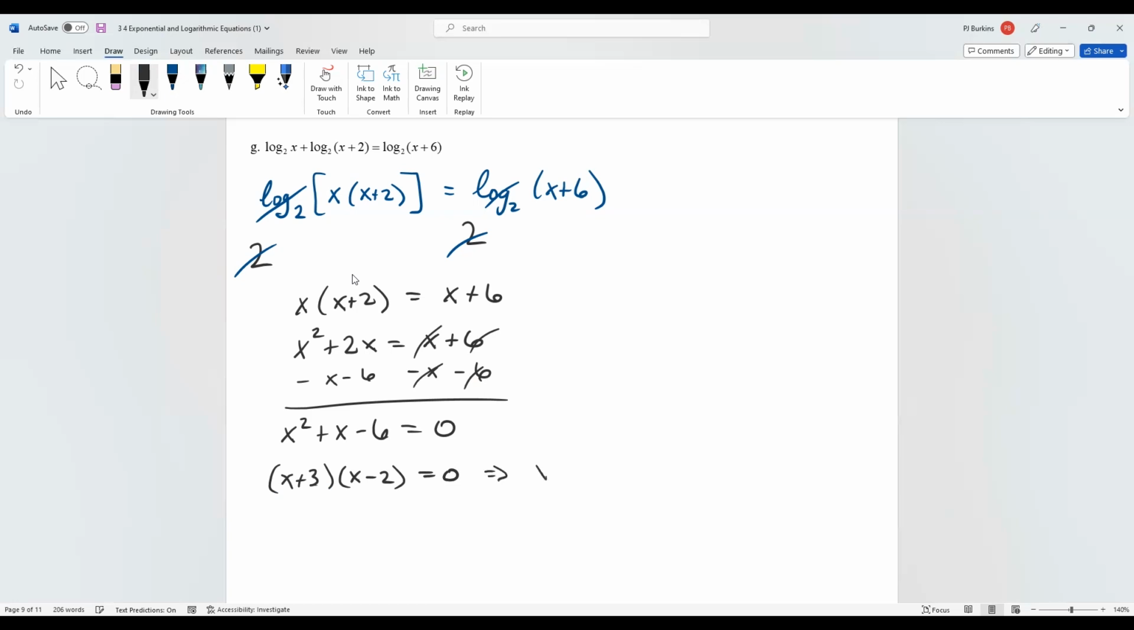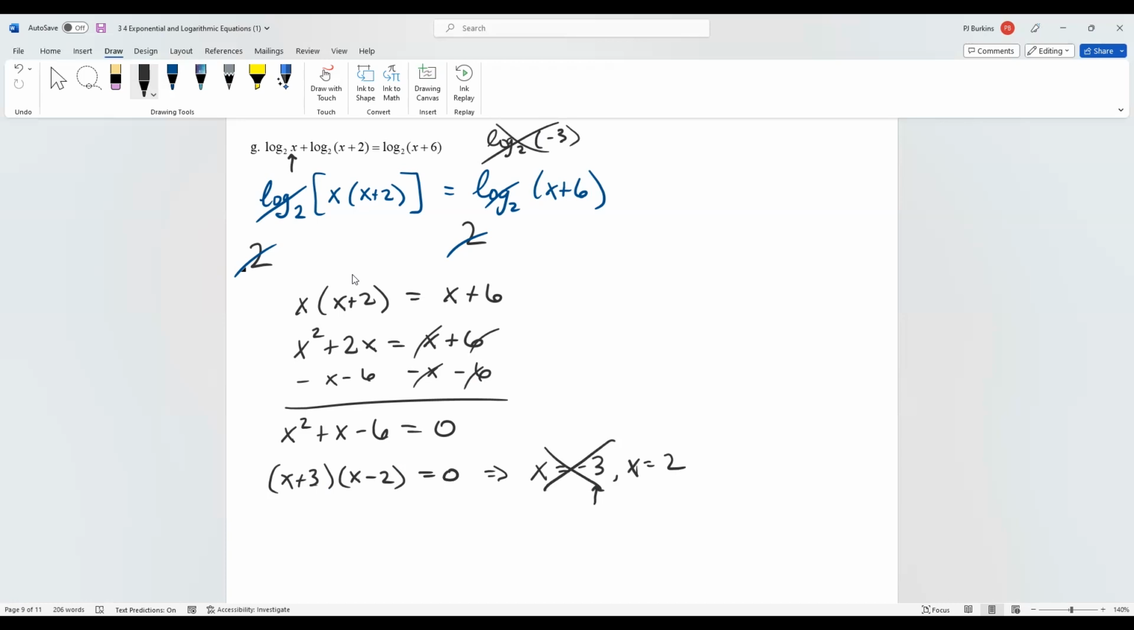If I solve those, I get x equals -3 and +2. I would need to know if any of those are extraneous roots. Very quickly, I can tell that the -3 is not going to work because I had a log in the beginning of the problem that had a single value of x, and log base 2 of -3 is not allowed. And so I can tell that this is not a solution.